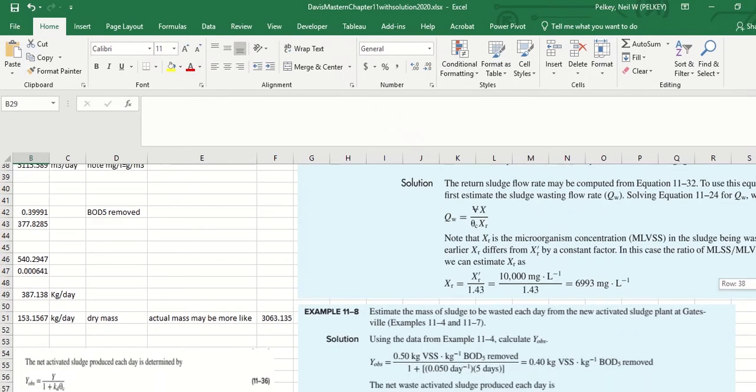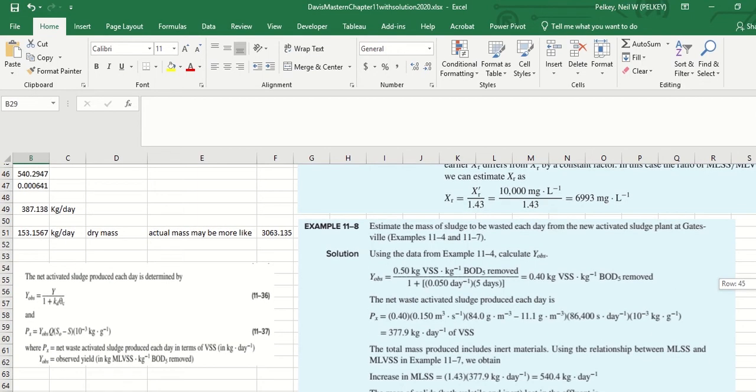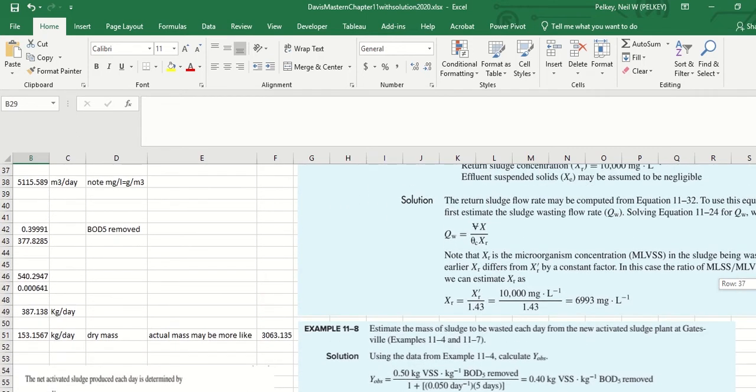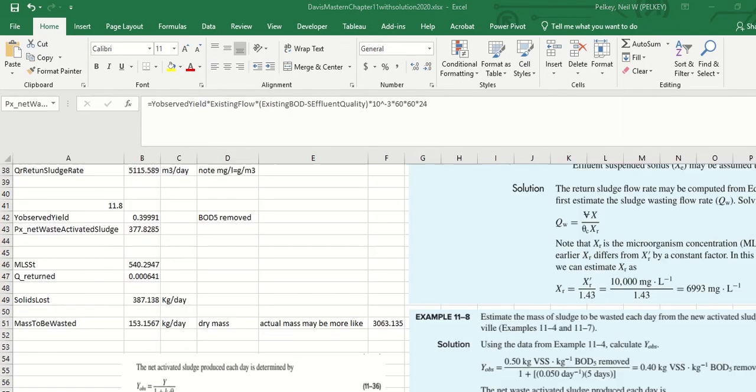All right, we now pound down into 11.8. How much sludge is going to be wasted? And we're going to use equation 11.36 and 11.37 to get there, I hope. And then, so we simply have the two equations.